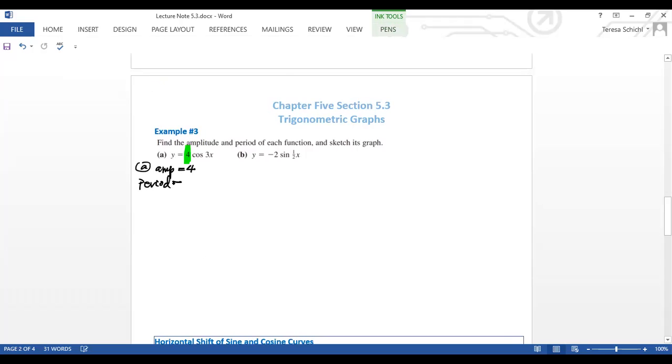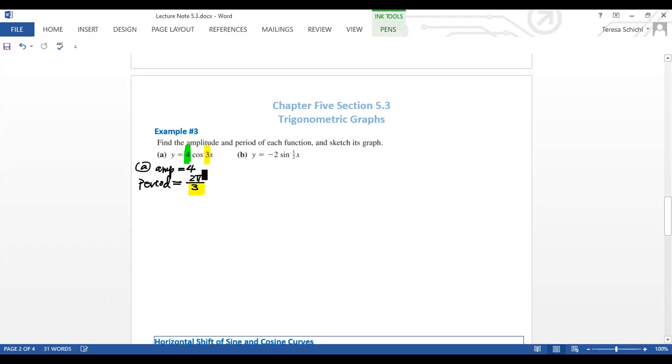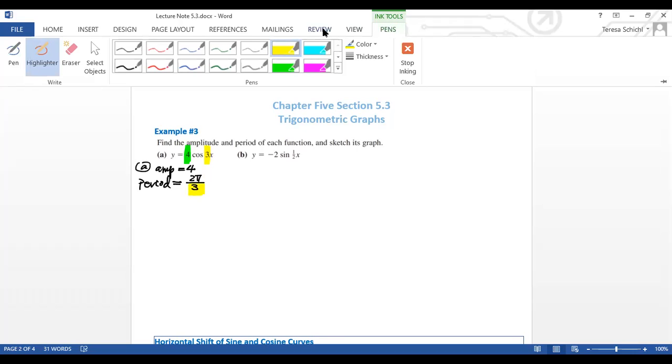The period here is 3x. I know the period for cosine is 2 pi, so it's 2 pi over 3. That means now, so this is 2 pi over 3, right? So this is 3. That means every 2 pi over 3, they will repeat, all right?